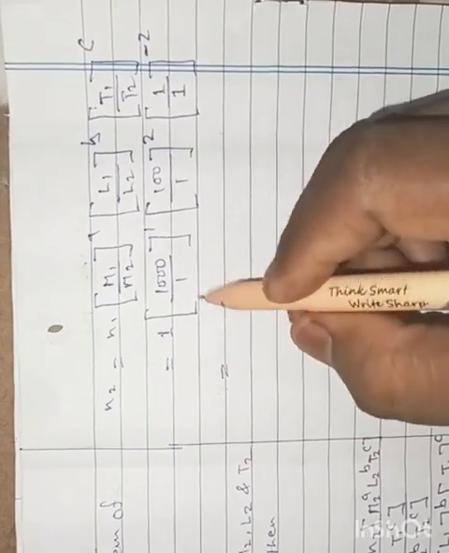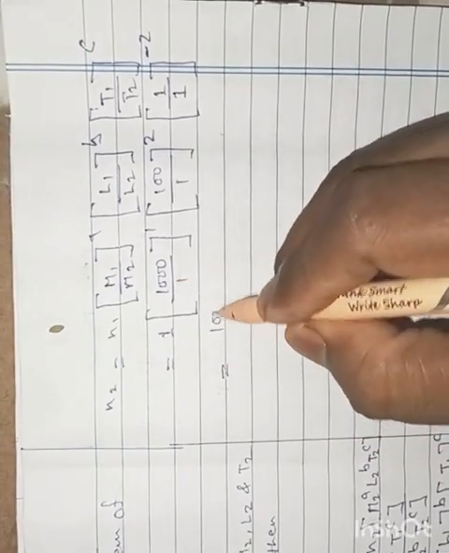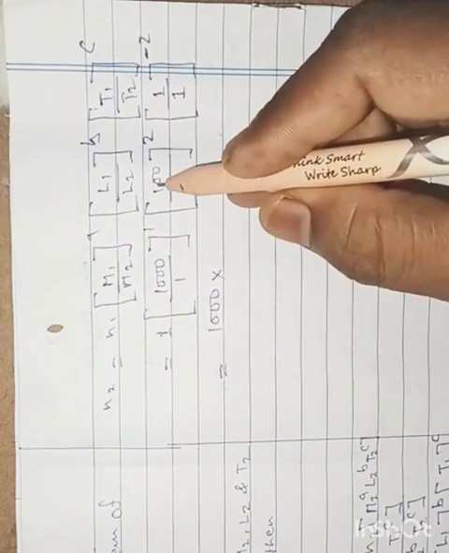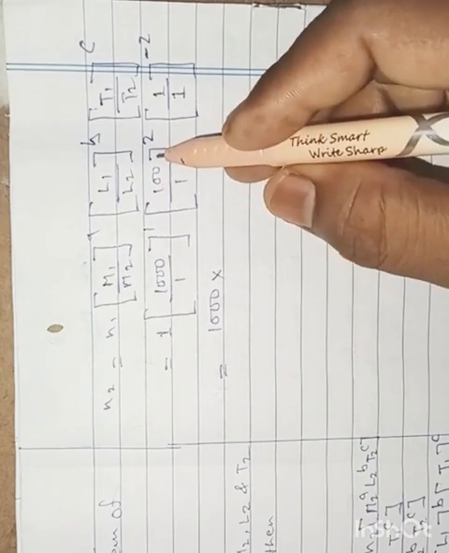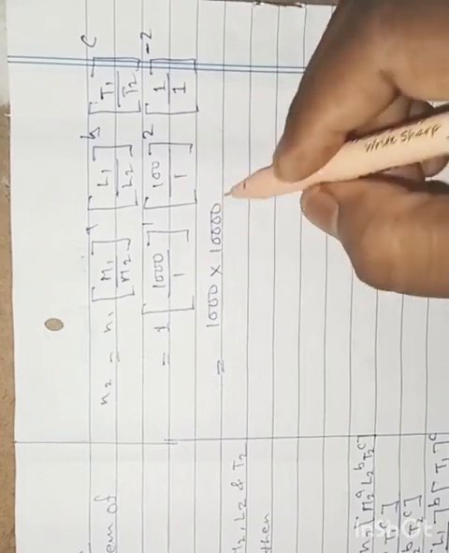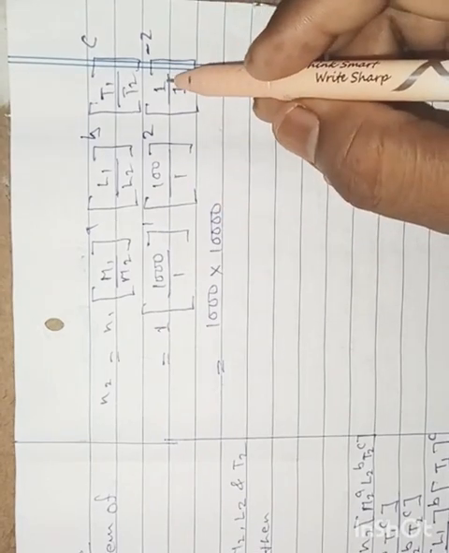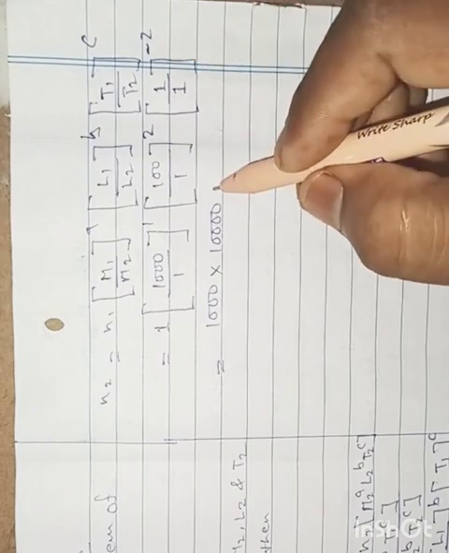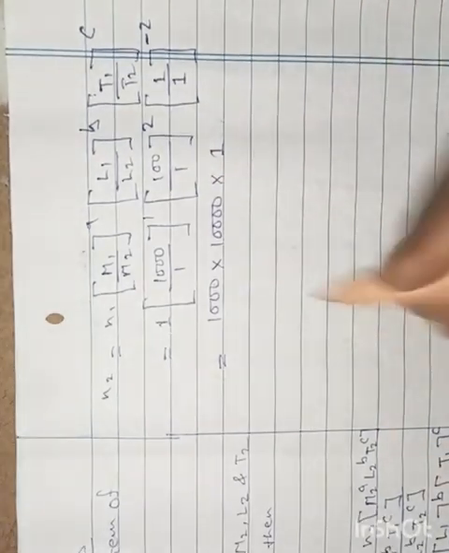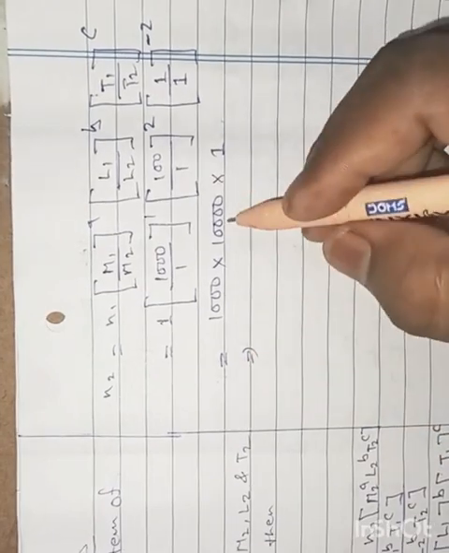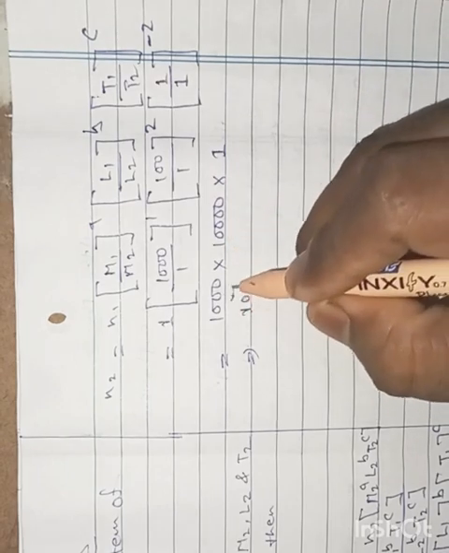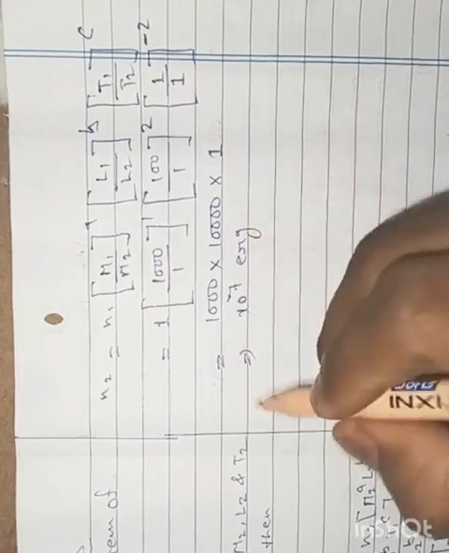Now we will solve it and we will get 1000, and here it will be 100 square. 100 square means 10,000, and 1 to the power -2 will be 1. So now we will get 10 to the power 7 erg.